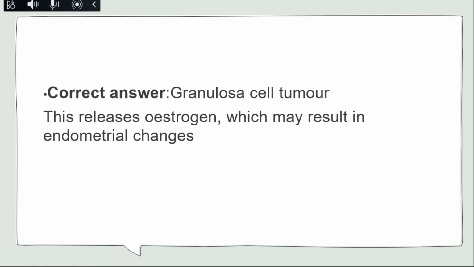Okay, so the answer is granulosa cell tumor. Very good, Dr. Shashi. Because this releases estrogen, it may cause endometrial changes, and there we should be doing the endometrial sampling before the operation, and it may give rise to endometrial carcinoma as well.